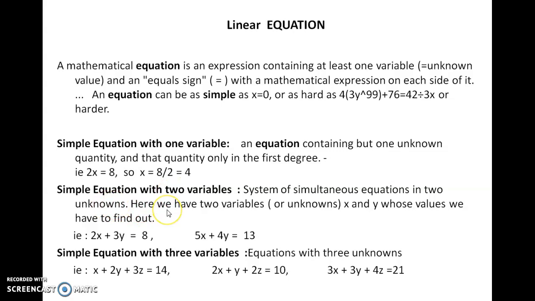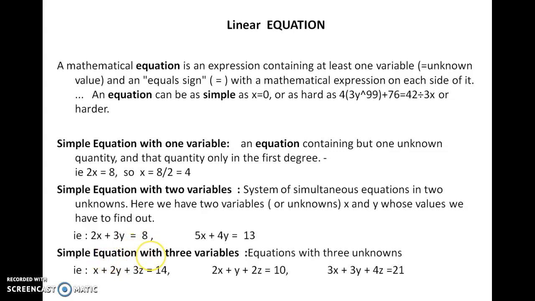Simple equation with two variables. When you have two variables, then we need two equations. So that is what is mentioned here. When you have two variables, 2x plus 3y, that now we are going to use two variables x and y, that is equal to 8, or the other equation is 5x plus 4y equal to 13. So when you have two equations, you can solve it, provided there are some conditions applying. You should have different equations, that we are going to see later also. It cannot be the same.